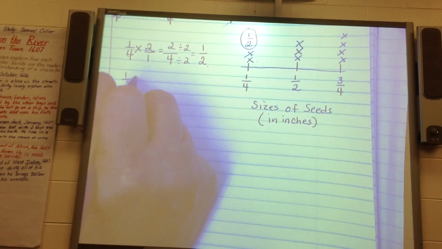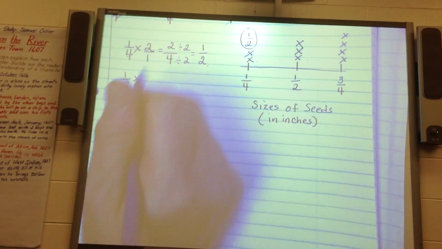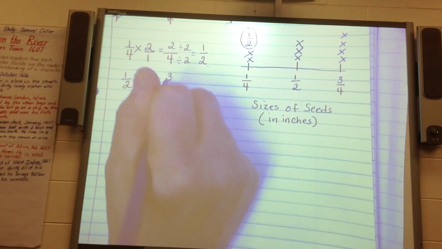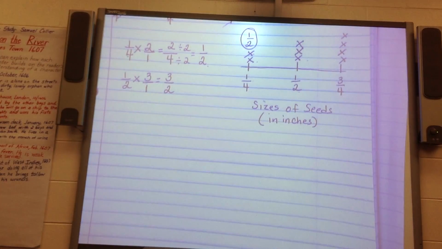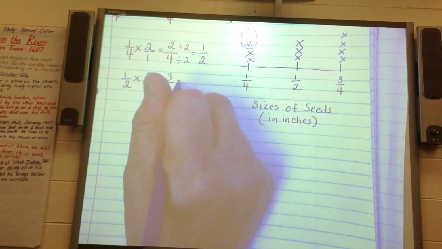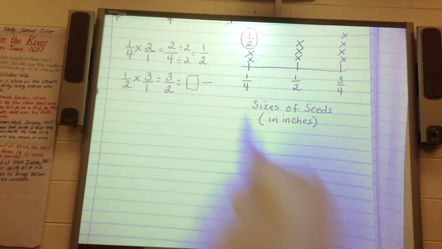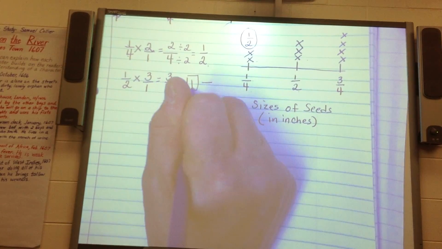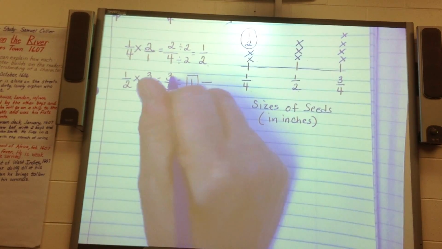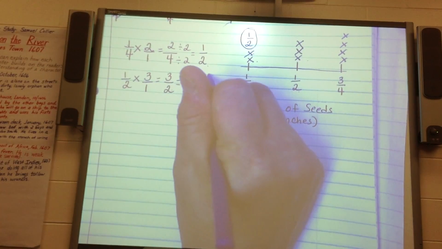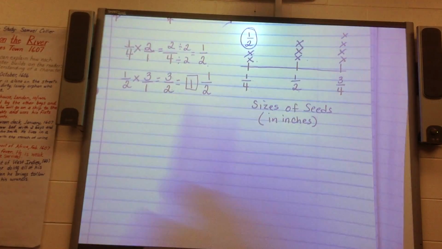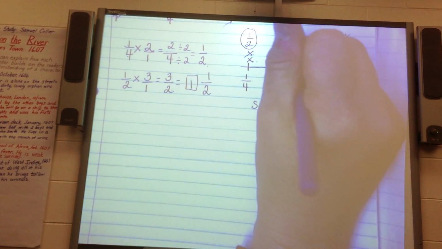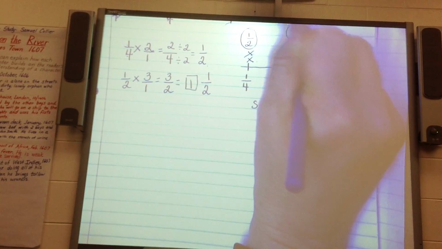I'm going to take the 1/2, and multiply that by 3 because there were 3 seeds that were 1/2 inch, and I'm going to get 3/2. Now, that's an improper fraction, so again, I like to make everything into a mixed number, simplest form if possible. I can make 2 out of 3, and then I'll have 1 left over. And so 3/2 is equivalent to 1 and 1/2. So I'm going to write that up here.